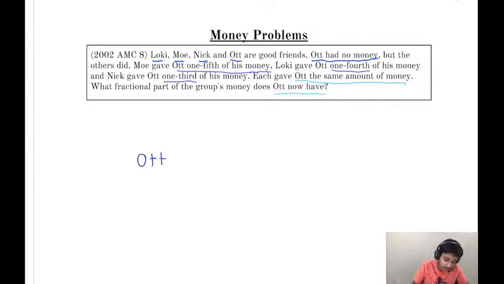So you have Ott, you have Loki, I'll just say L, O, we have Nick, and we have Mo. And we're given that they all give the same amount of money to Ott. So how about we just say they all give X dollars to Ott? So let's just say X dollars. So they all give X dollars to Ott.